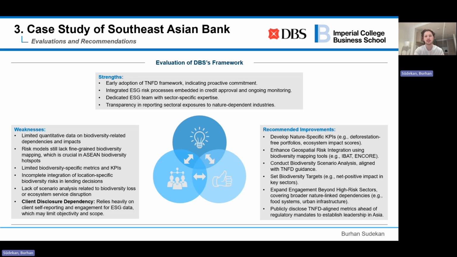To strengthen its position, DBS should create nature-specific KPIs, for example, deforestation-free targets, and improve geospatial risk mapping, run biodiversity scenario analysis, and expand ESG efforts beyond high-risk sectors. Doing so would help DBS lead the region in biodiversity-aligned finance.